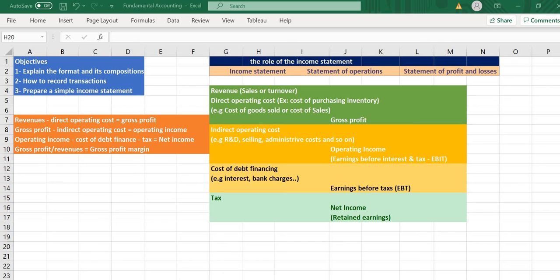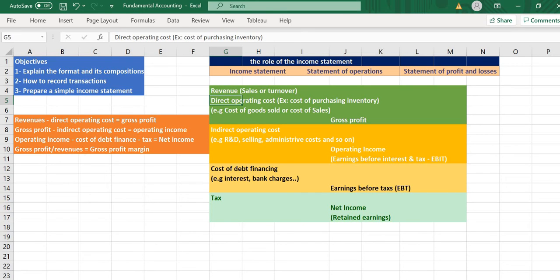The income statement, or the statement of operations, or the statement of profit and loss, is one of the main financial statements which the company uses to record profits and loss. So we start. The very first line is the revenue, or we also call it sales or turnover.